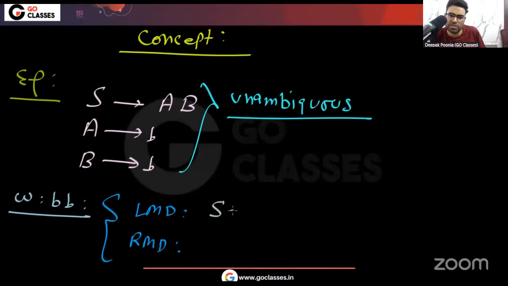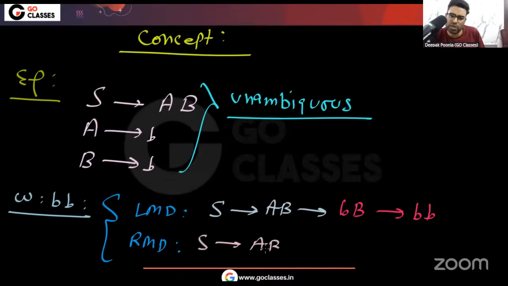For example, in the leftmost derivation, S will go to AB, because I'm writing the leftmost derivation, so at any point of time the leftmost non-terminal I will replace. So you can see this bB and then this bb. In the rightmost derivation also I can write S goes to AB. Then, because I'm writing the rightmost derivation, at any point of time the rightmost non-terminal I will replace. So it goes to Ab, and finally this bb.